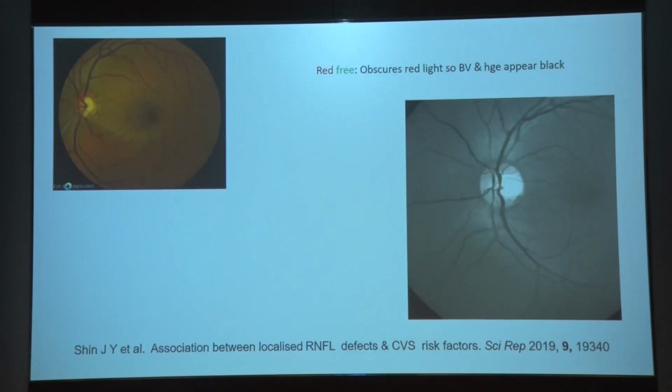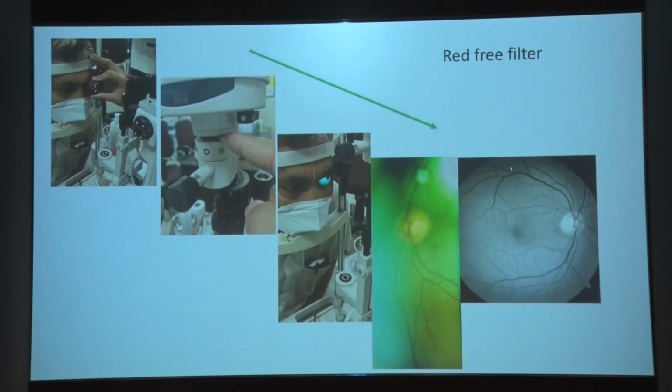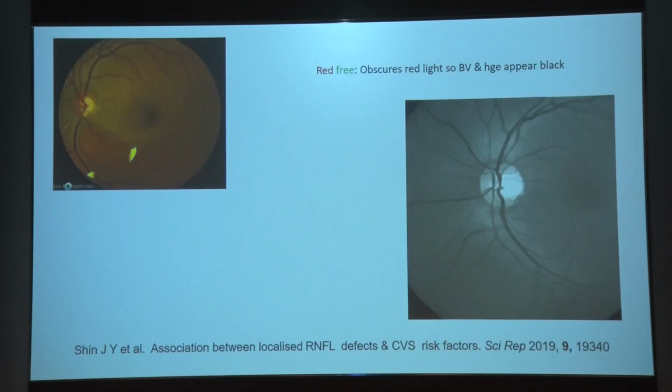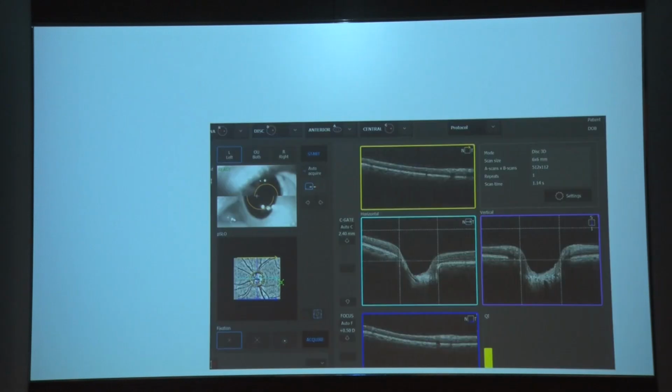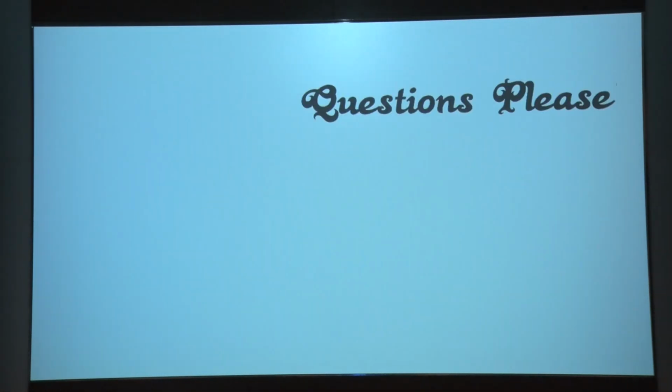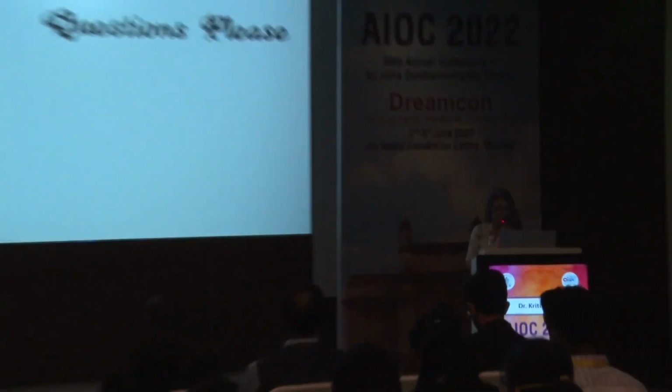And this is what Dr. Mathur was probably saying. The red free filter is a very interesting feature in the slit lamp. Try to see nerve fibers with the red free. Then try to see the fundus picture and you will start picking up nerve fiber defects. Okay. So these are the latest studies on the new machines with the en-face structural analysis of the blood vessels and the OCT. Thank you.